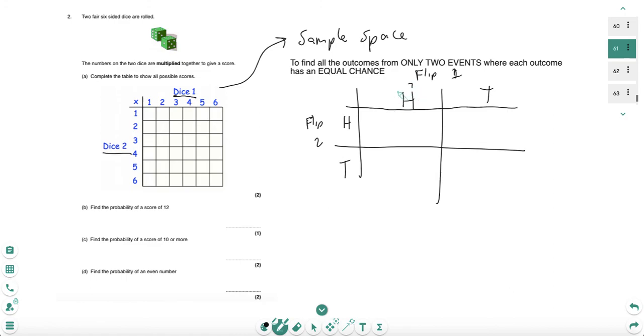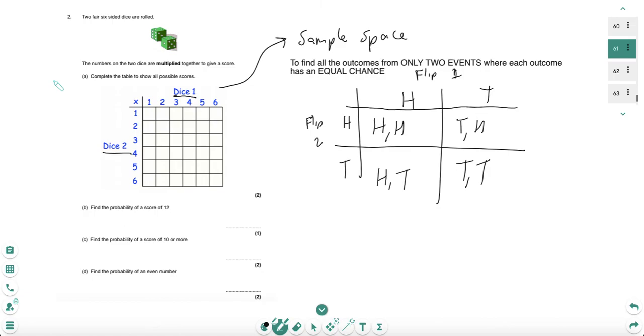We can get a heads and a heads. So 2 heads in a row. You can get a tails and a heads. You can get a heads and a tails. And you can get a tails and a tails. So we're able to see all the different ways, all the different outcomes of flipping 2 coins. And now it works the same way here.